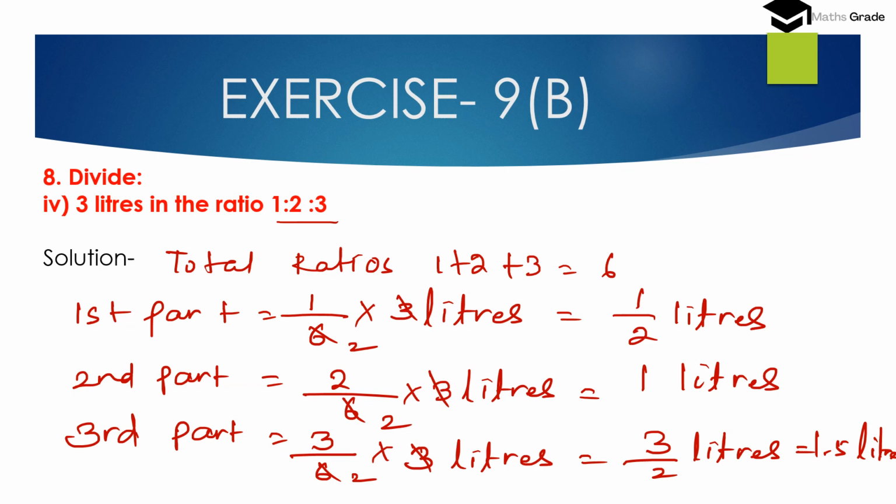So dividing 3 liters in the ratio of 1:2:3, the first part is half liter, the second part is 1 liter, and the third part is 1.5 liters.